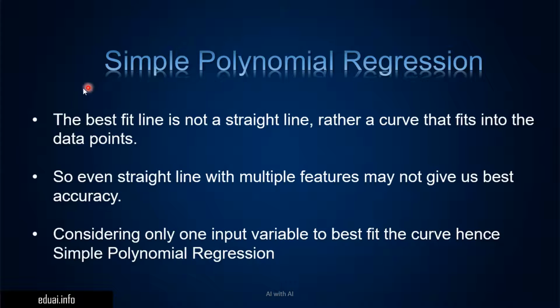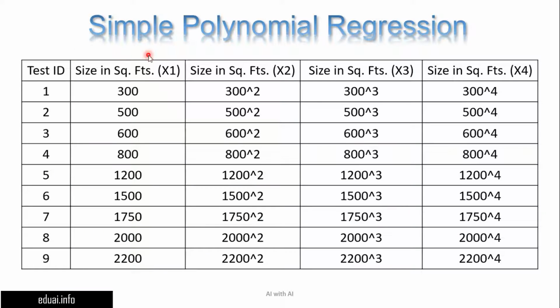Okay, but again I'm saying simple polynomial regression. Simple stands for again one variable that we are considering. Consider only one input variable to best fit the curve on the data points, and hence we are calling it simple polynomial regression. This is the data that we need to prepare for simple polynomial regression. If you check, we have only one column which has been given, that is size of the house in square feet, which is x1.